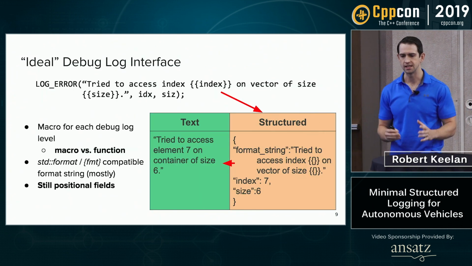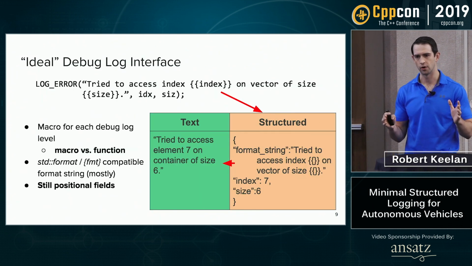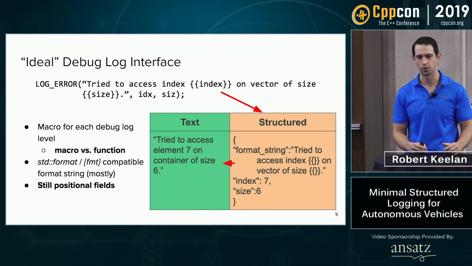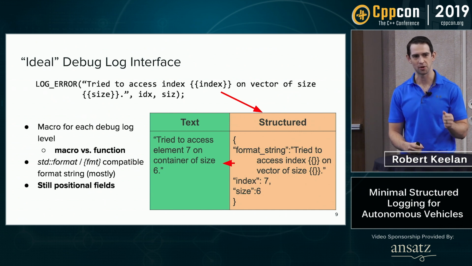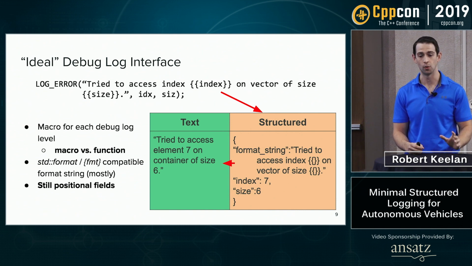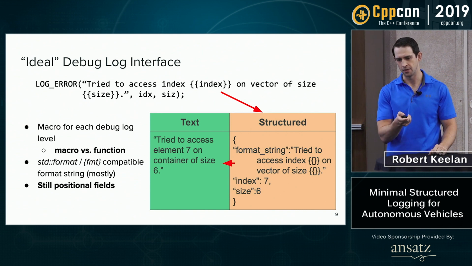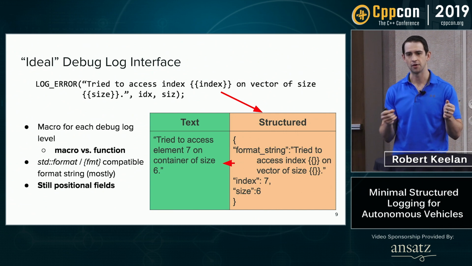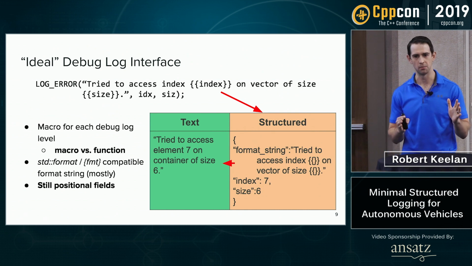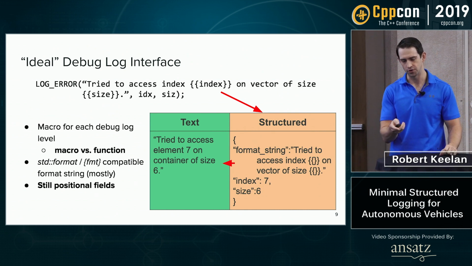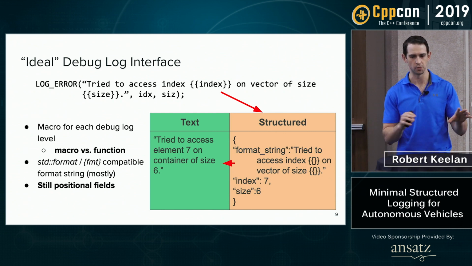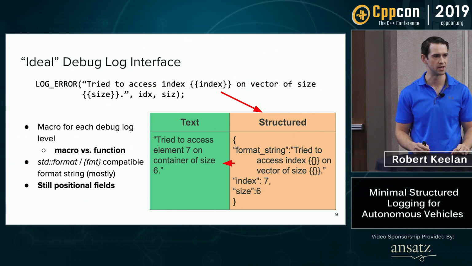Okay, so ideally, for an autonomous vehicle, I'd want to have something like the interface that we see above, where I have a log error macro, and I'll talk about why macros may be important here, and this is maybe one of the cases where you actually want one. But basically, the interface that we have is an fmt or std::format compatible format string, mostly, and I'll explain why I say mostly. And then you have your dynamic replacement fields, IDX and SIZ in this case, and those are the actual values you want to stick in the double curly braces in that format string.